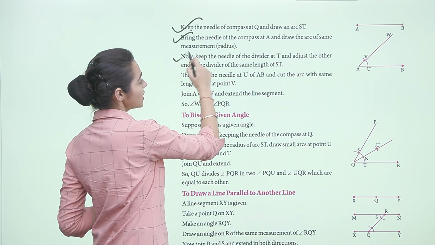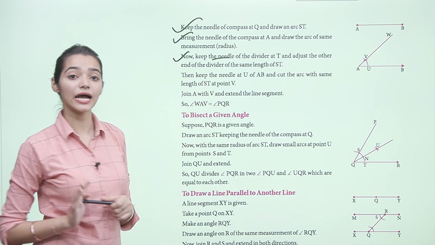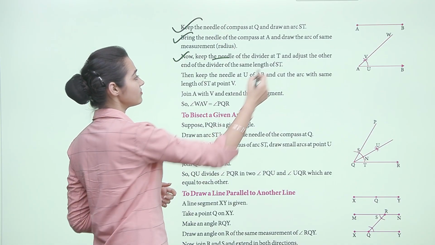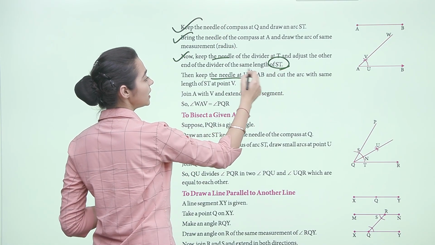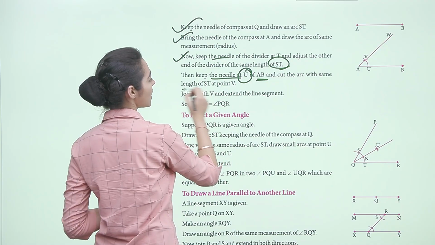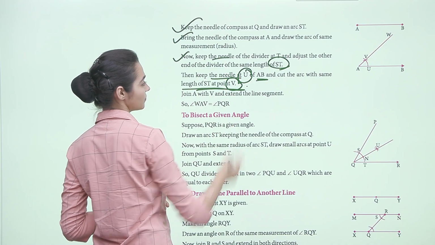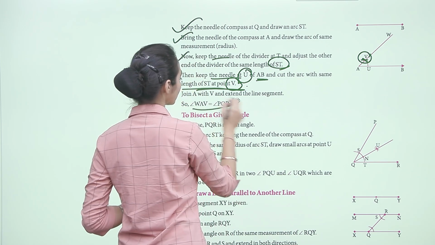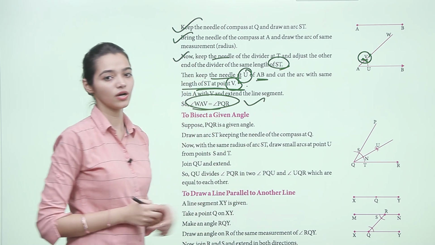After that, we will bring the needle of the compass at point A and draw an arc of the same measurement. Now we will keep the needle of the divider at T and adjust the other end of the divider to the same length as ST. Then we will keep the needle at U on AB and cut the arc with the same length of ST at point V. Now we will join A and W, and here angle WAB is equal to angle PQR.